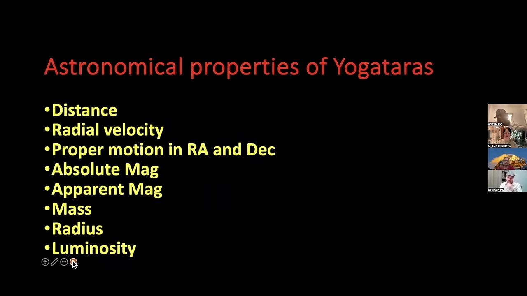When I say astronomical properties, I'm going to go through each of them because our group may not be knowing much of astronomy. So one is the distance. Then I will talk about the radial velocity, proper motion, absolute magnitude, apparent magnitude, mass, radius, and luminosity. So these are all properties of the stars that I'm going to study, and then relate them with nakshatra and their devata qualities.